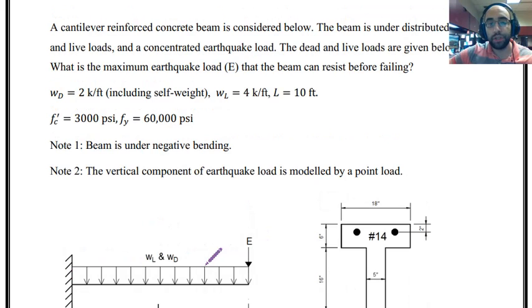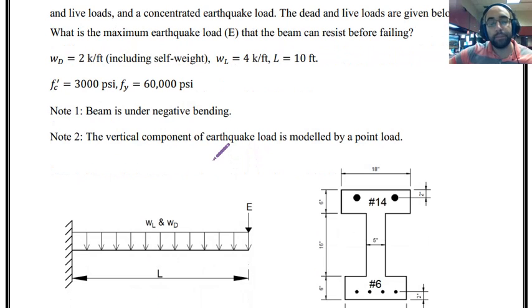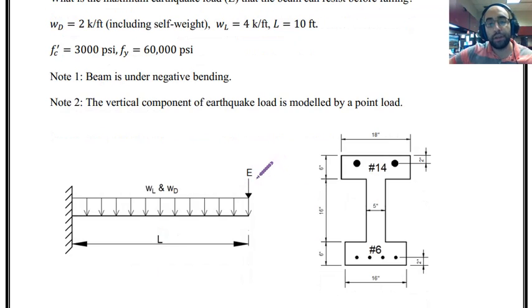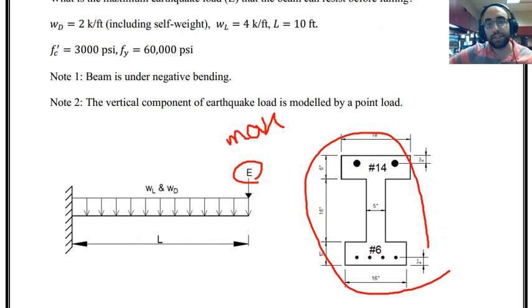We have a cantilever beam, dead loads and live loads are specified, and as you can see, dead load includes the self weight of the beam, and earthquake load is the load that we don't know. And the question is asking about finding the maximum earthquake load that can be applied on this beam based on this cross-section information.